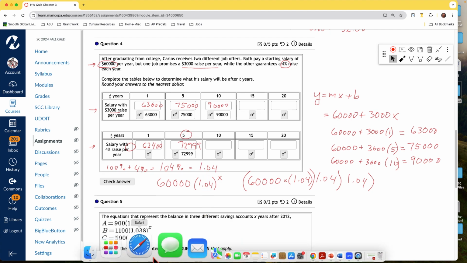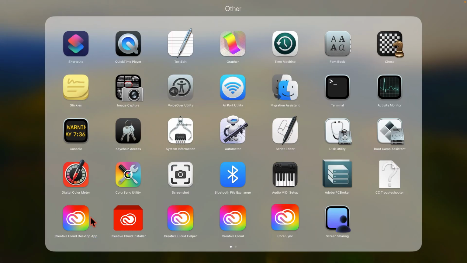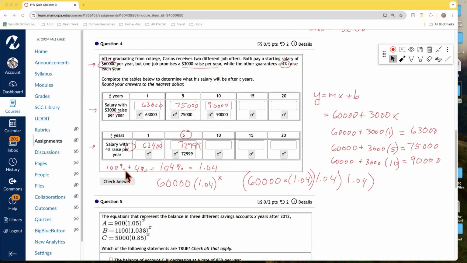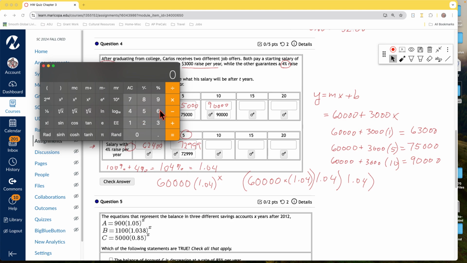I've got a scientific calculator here. What I'm doing is I'm taking 60,000 times 1.04. Before I do anything else, I use the x to the y, or the caret, the little chevron thing. I put in the exponent, and then I hit equals. Take 1.04 to the 5th power, multiplied by 60,000. That is the same thing as multiplying by 1.04 five times.